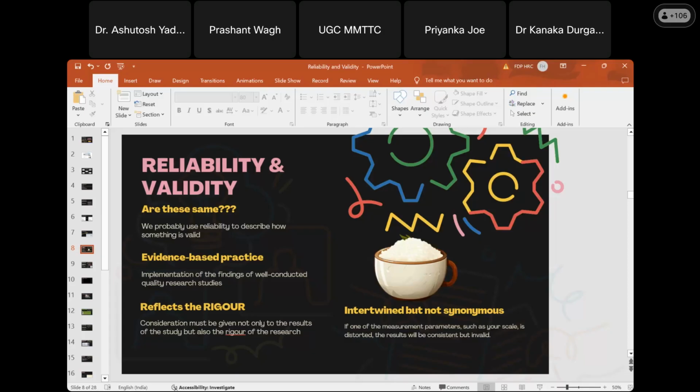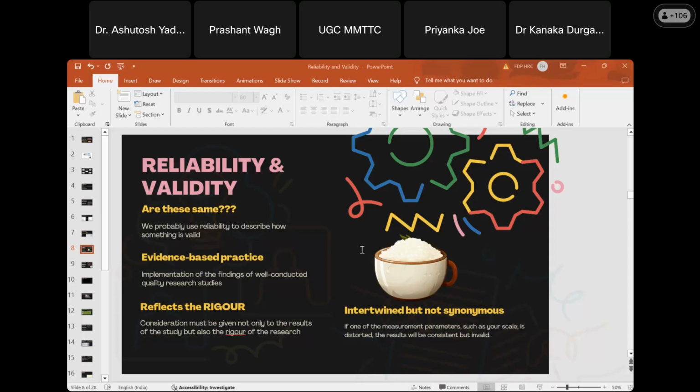Thank you, thank you. Okay, so let's talk a bit about reliability and validity. If you talk about everyday life, so we probably use reliability to describe how something is valid. But in research and testing it is not so. Reliability and validity, in general layman's terms, we very often use as synonyms, as substitutes. But reliability and validity are not the same thing when we talk about research and testing.